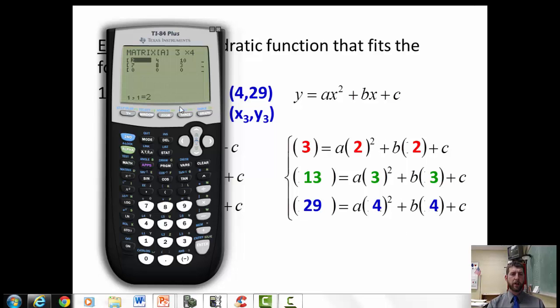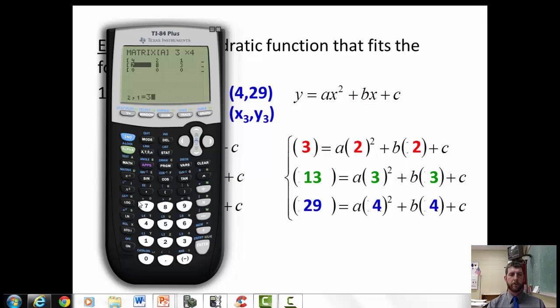And remember, put them in that order. A's, then B's, then C's, then constants. Your constants always have to get at the end. And I just type. So my A coefficient is 2 squared. My B coefficient is 2. C coefficient is 1. My constant is 3. So I'm just making my normal augmented matrix, coefficient matrix with the constant matrix augmented on there.